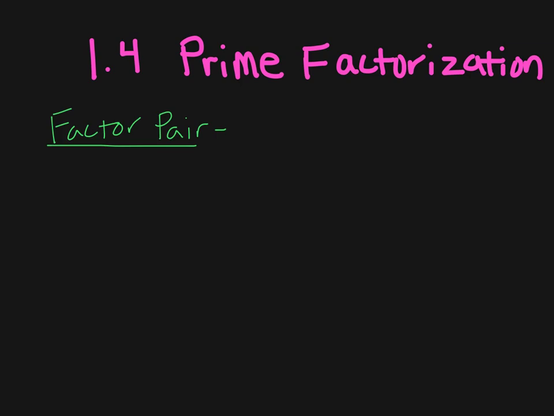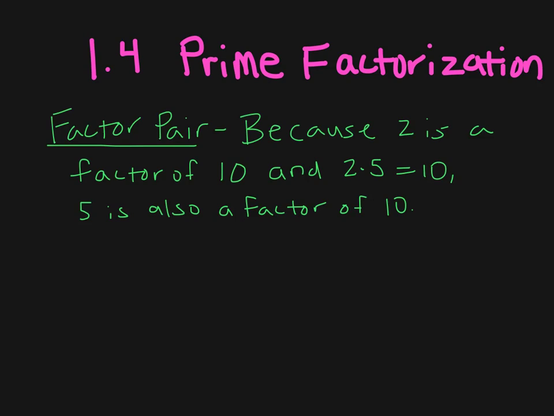Okay, we're going to start off with factor pair. Because we're going to use the numbers 2 and 5. Because 2 is a factor of 10 and 2 times 5 equals 10, 5 is also a factor of 10. So the pair 2, 5 is called a factor pair of 10.